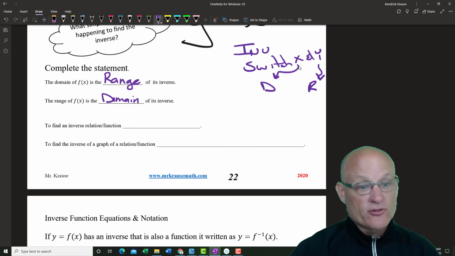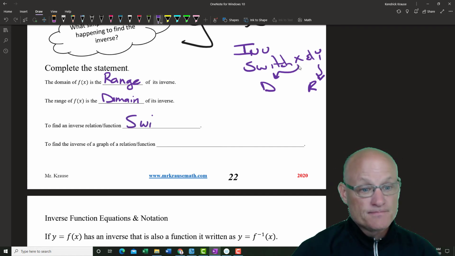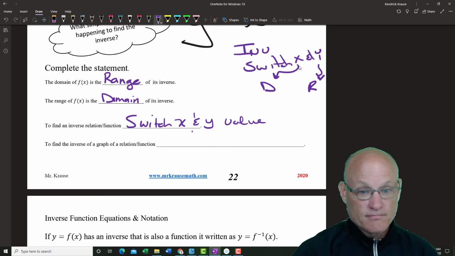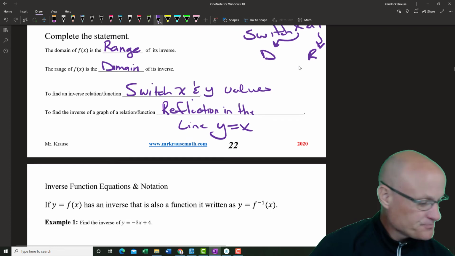So to find an inverse, we switch x and y values. To find the inverse of a graph in a relation, it is a reflection over or in the line y equals x.